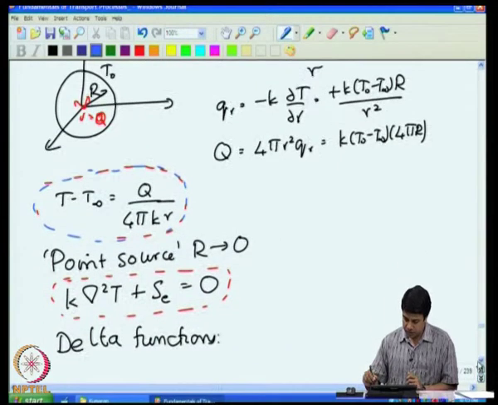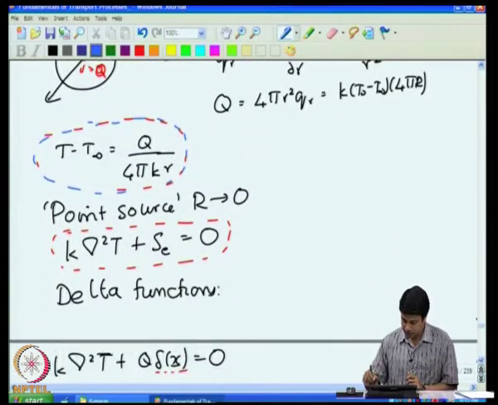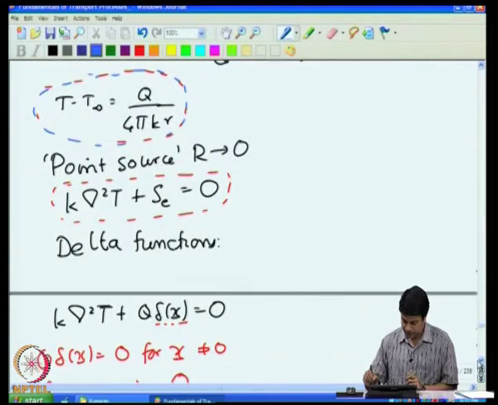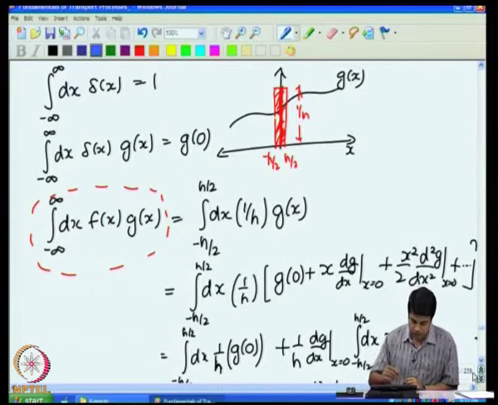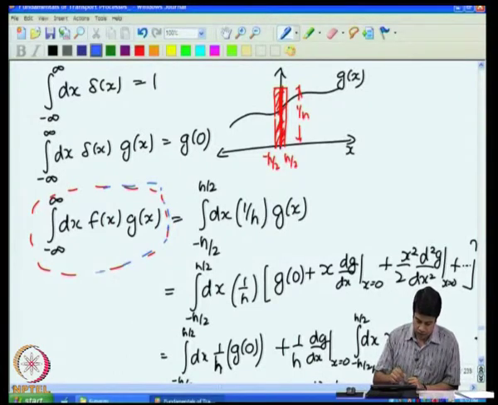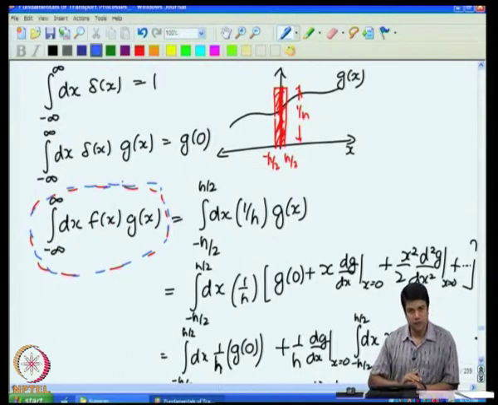I had solved this point source problem for you by defining delta functions. Okay. So, to briefly recap, in one dimension a delta function is 0 whenever x is not equal to 0. It is non-zero only at x is equal to 0 and the area under the function is equal to 1. Okay. And if I multiply the delta function by any other function and integrate over all space, I get the value of that function at x is equal to 0.